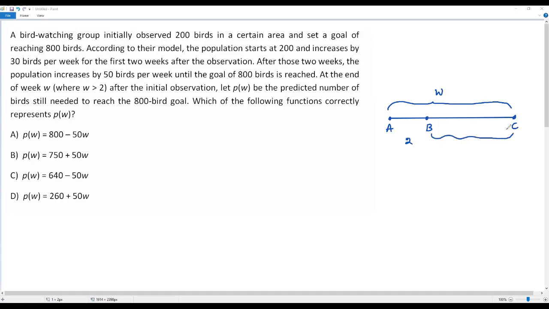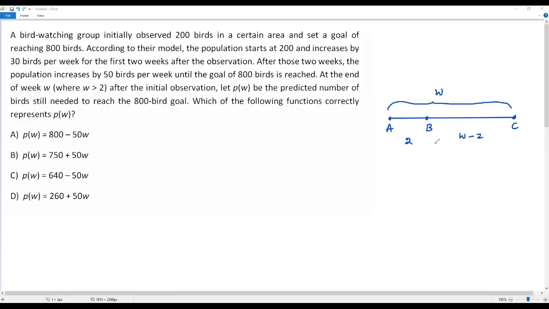To get the length of the line segment BC, we have to subtract the length of the line segment AB, that is 2, from the total length W. Then we get W minus 2 as the length of BC. So here we have this 2, which represents the first 2 weeks, and this W minus 2 represents the additional weeks apart from the first 2 weeks.